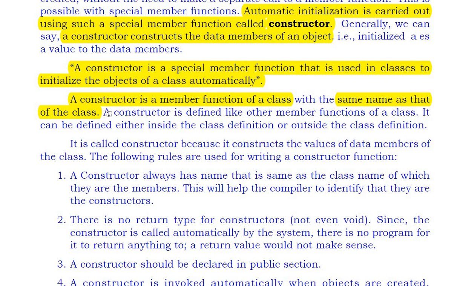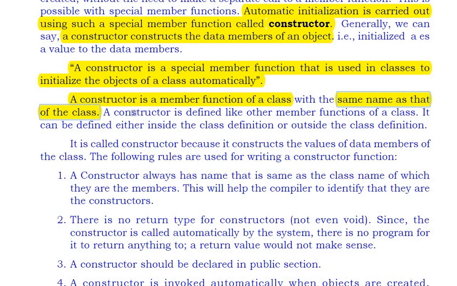A constructor is a normal member function. When this normal member function has the same name as the class name, then it will become a constructor. A normal function will become a constructor if its name is the same as the class name. Both should be the same. If the function name is not the same as the class name, then it is not a constructor, it will be a normal member function.